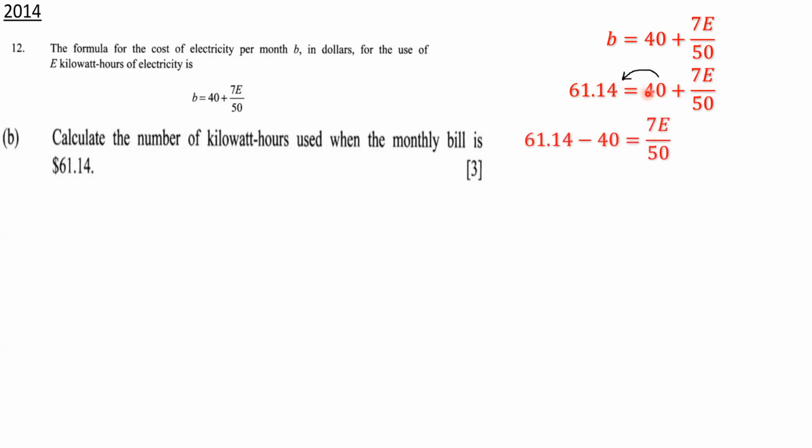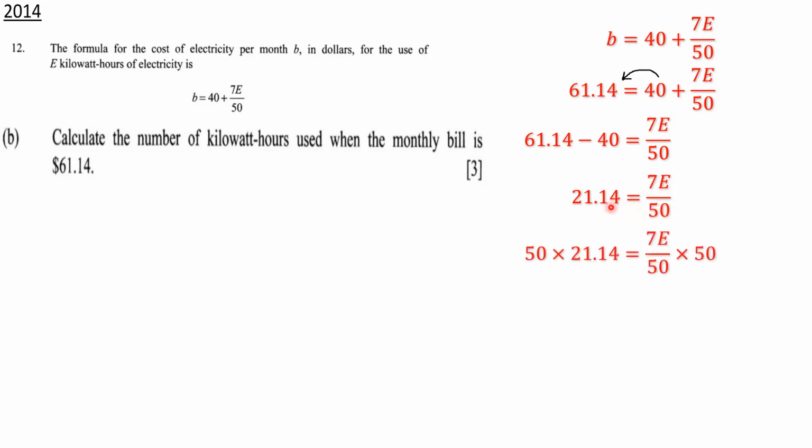It was a positive 40. When we send it over the equal sign, it becomes a negative 40. And so we have 61.14 minus 40. Let's subtract. When we have 61.14 minus 40, that's going to be 21.14. And that's 21.14 equals 7E all over 50.